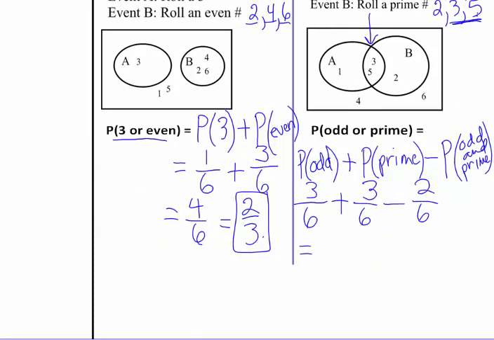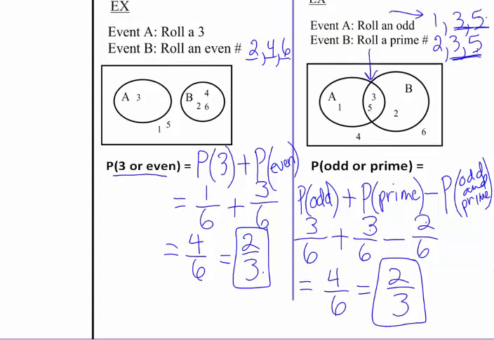So then you do the adding and subtracting. So 3 plus 3 is 6, minus 2 gives us 4 over 6, which again is 2/3. So the probability of an odd or a prime number is 2/3. So this is what we do when our question is an OR question. You add probabilities, and sometimes there's this subtraction component if there's overlap.